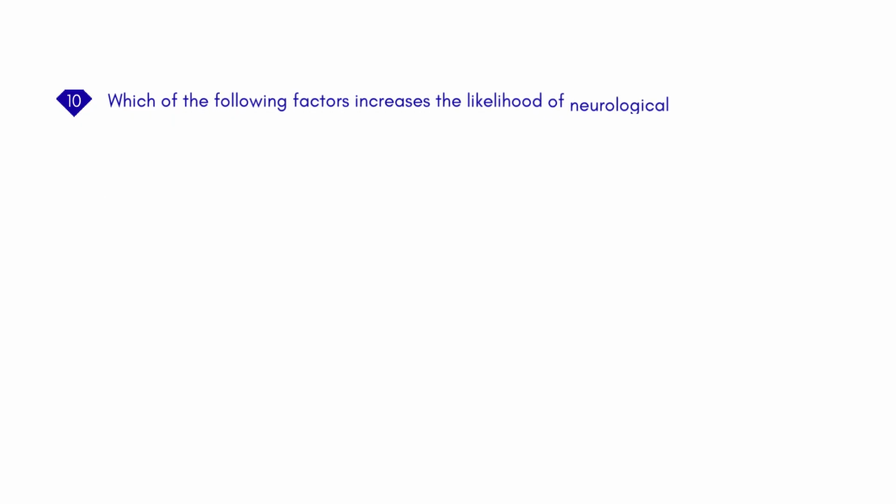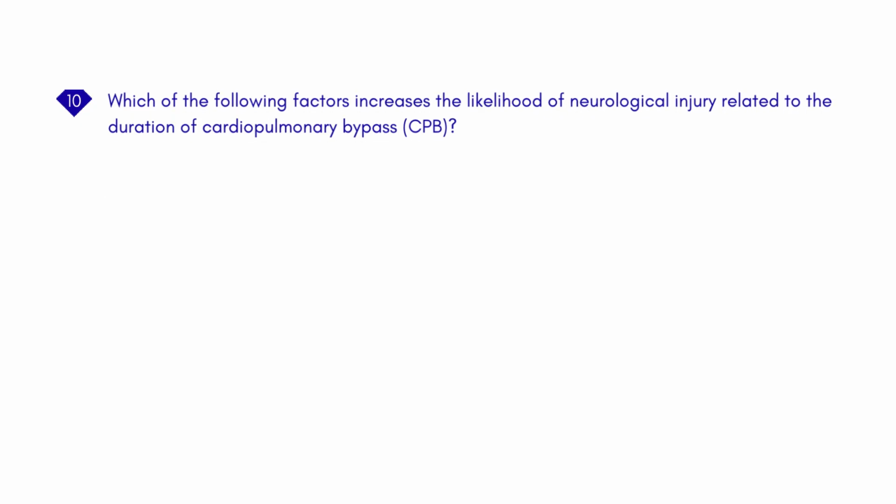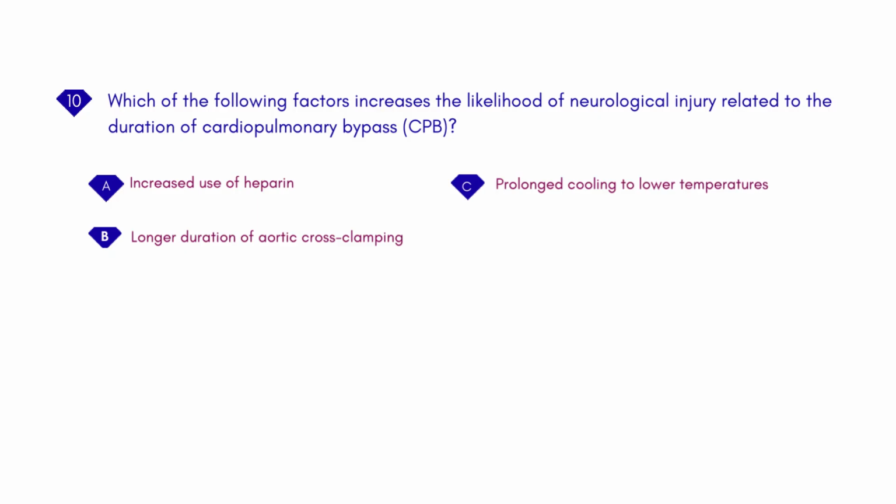Which of the following factors increases the likelihood of neurological injury related to the duration of cardiopulmonary bypass, CPB? A. Increased use of heparin. B. Longer duration of aortic cross-clamping. C. Prolonged cooling to lower temperatures. D. Prolonged duration of CPB. Answer: D. Prolonged duration of CPB.